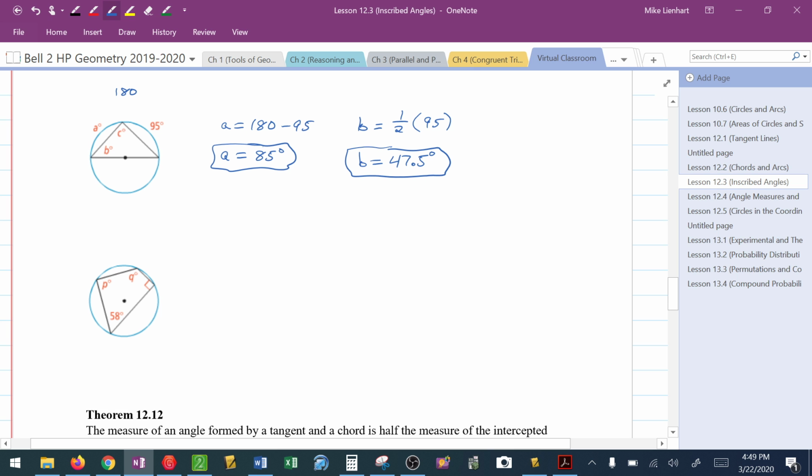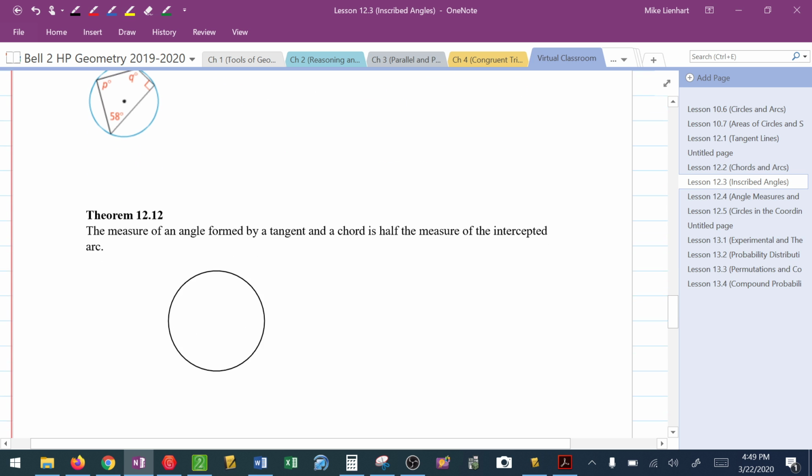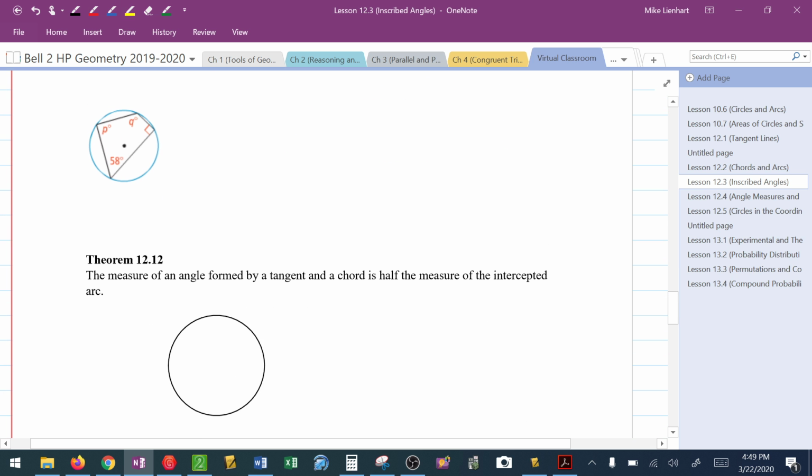And then angle C, I know that its intercepted arc is a semicircle. So then I can say that C is half of 180, or that C would be 90 degrees. Okay? All right. For this next picture, let's see.